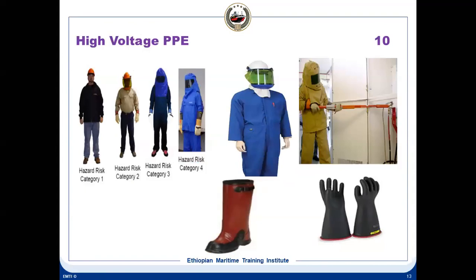What are the various PPEs we need? If you go with the total PPE, one is arc suit, face shield, hard hat, high voltage gloves, high voltage footwear. And again, the PPE depends upon the hazard risk categories. The category is again measured in calories per centimeter squared, defined as the maximum incident energy that a fabric can absorb.